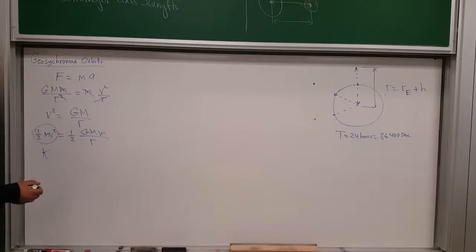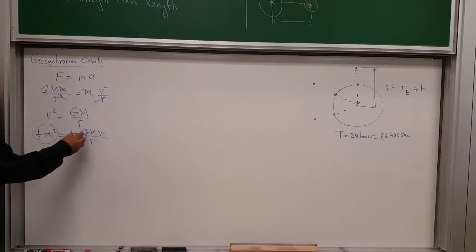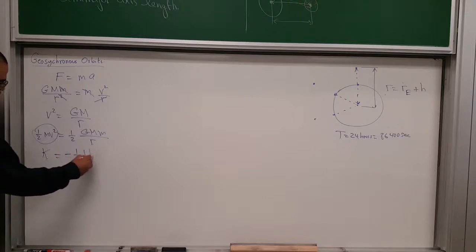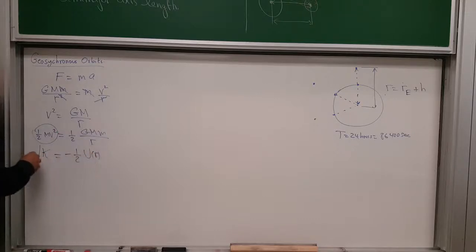What is this? Well, this is the potential energy, G capital M m over r. But the potential energy has a minus sign, so the kinetic energy is equal to the negative of 1/2 of the potential energy at that radius r when you have an object orbiting around.